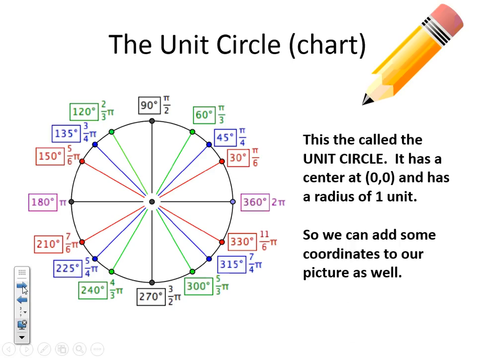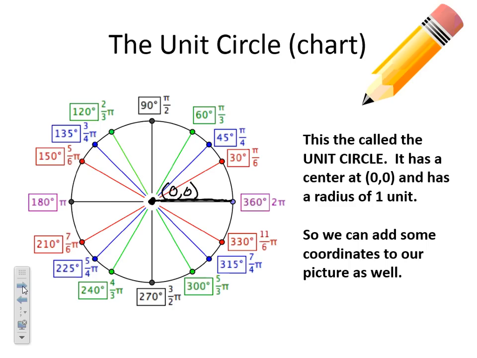Also added to your unit circle, we have our unit circle and it has a center at 0, 0. So on your chart in the center, I need you to put the point and label the origin 0, 0. It's also very important for us to know that it has a radius of 1. So from the center to the outside of the circle is a measure of 1.